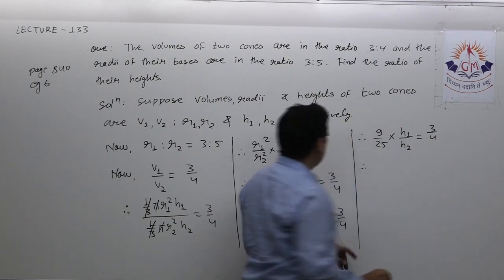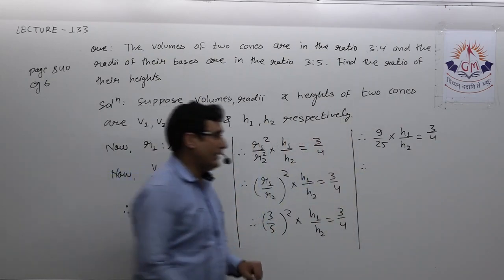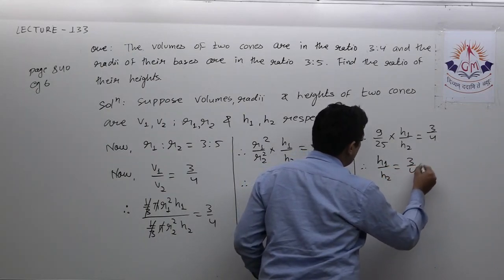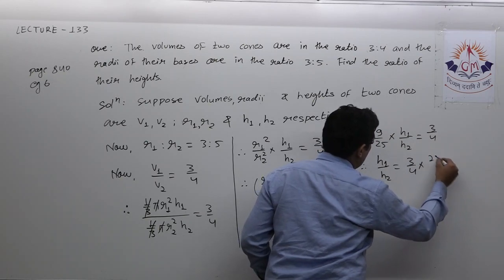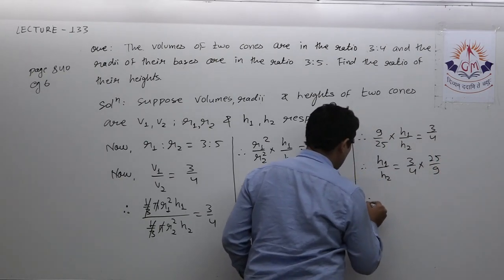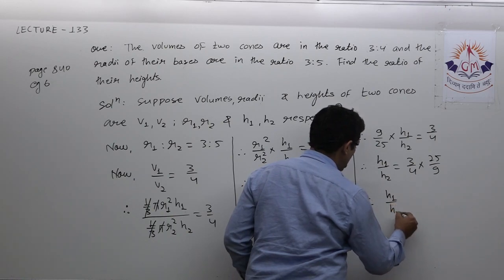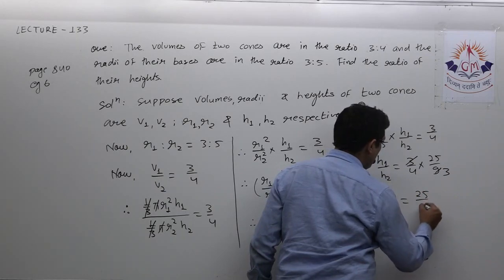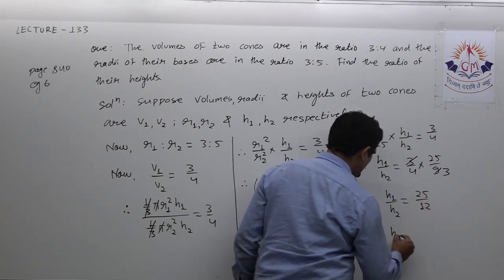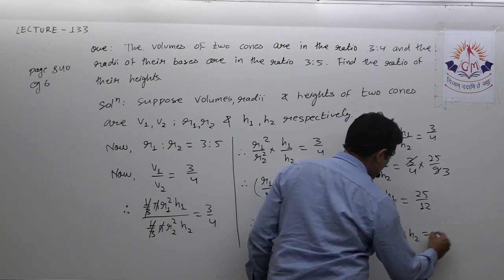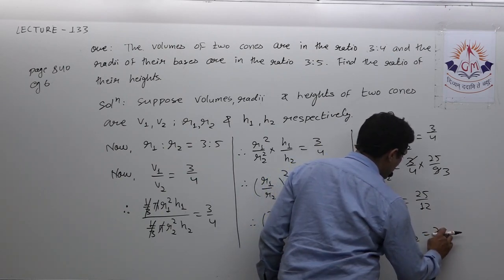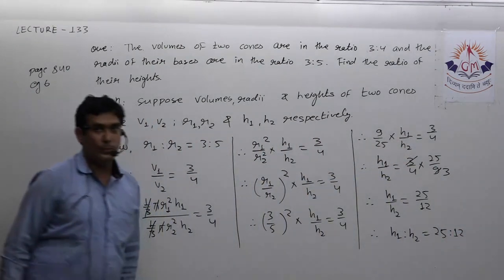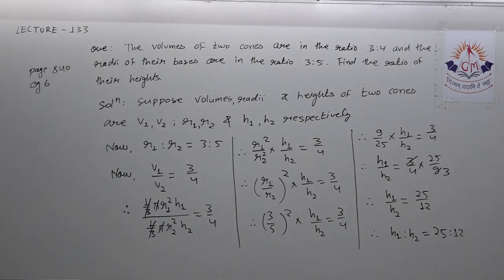What do I need to find? The ratio of their heights, that means I have to find h1 upon h2. So I keep h1 upon h2 here and take this 9 upon 25 to the other side, so it becomes 25 upon 9. Ultimately h1 upon h2 is equal to 3 into 25 upon 9 into 4, that is 25 upon 12. So the ratio of their heights is 25 is to 12. This is the final answer. Please note it down, then we will see the next question.